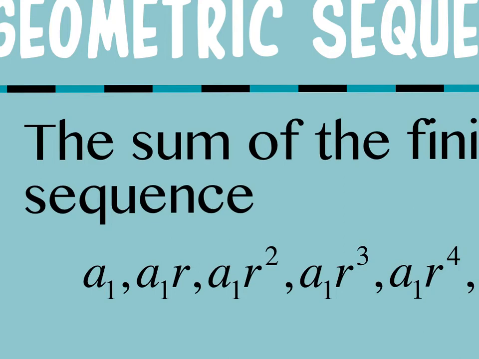Or I could use this formula, which says that a sub 1 times 1 minus r to the n over 1 minus r.